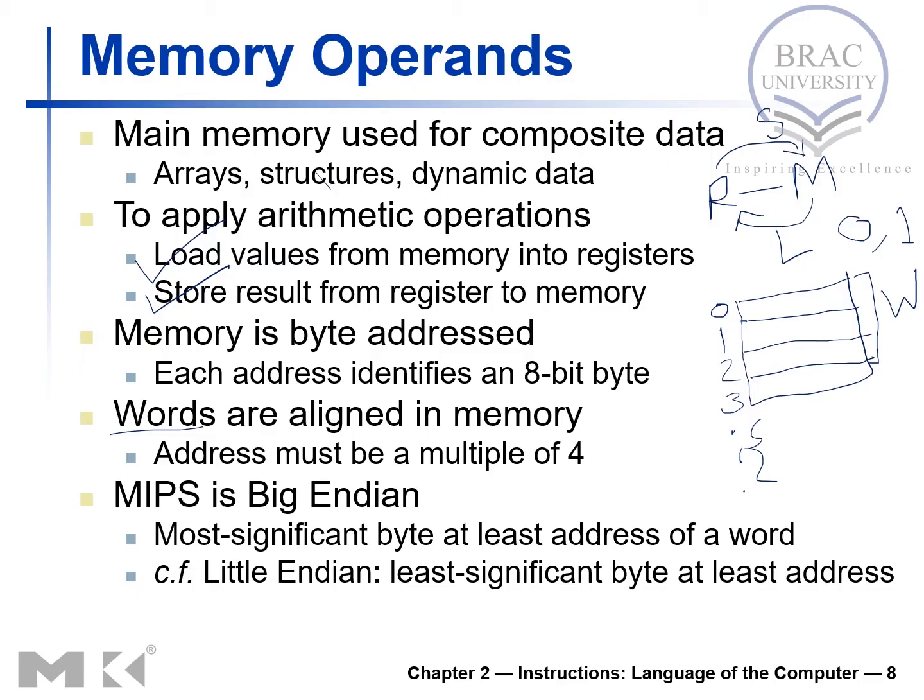Now, regarding addressing, MIPS is big endian. Normally we consider this part as the MSB and this one as the LSB, that is, most significant bit and least significant bit. But when we are using MIPS, MIPS uses this one as LSB and this one as MSB. This is how MIPS addressing works.